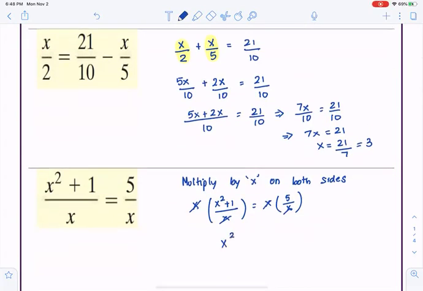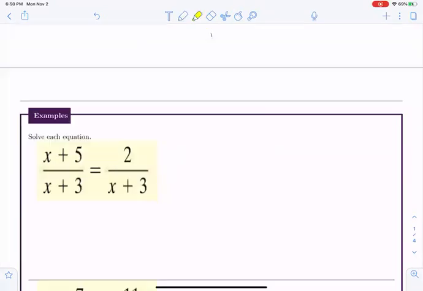We'll have x squared plus 1 equals 5. x squared would equal 5 minus 1, which is 4. x would be the square root of 4. The square root of 4 actually means plus or minus 2.